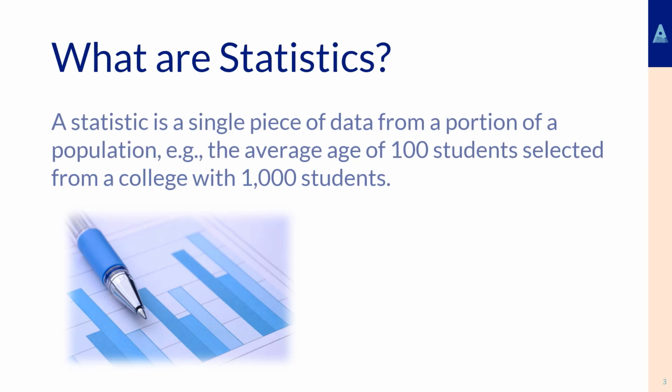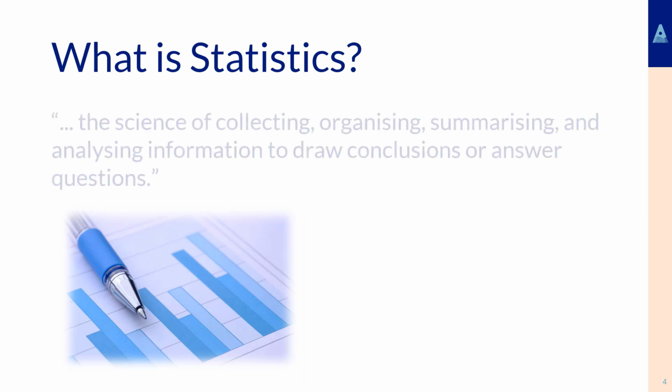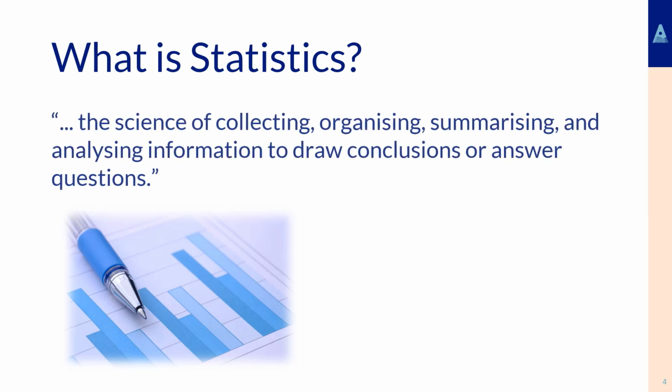A statistic is a single piece of data from a portion of a population. For example, the average age of 100 students selected from a college which has a population of 1,000 students. Statistics is a branch of mathematics concerned with the study of data. It is a method or methodology. The science of collecting, organizing, summarizing, and analyzing information to draw conclusions or answer questions.